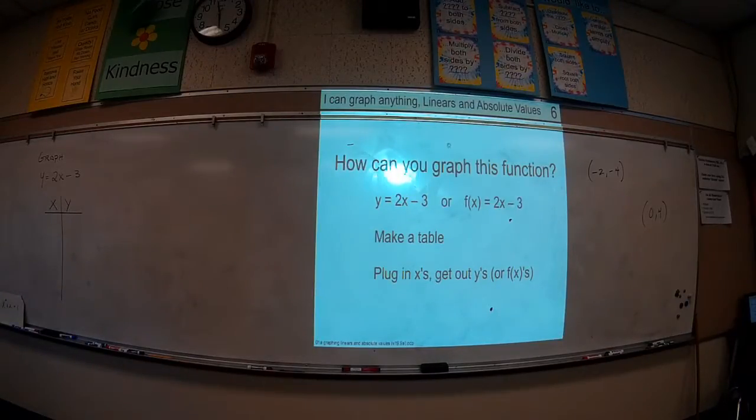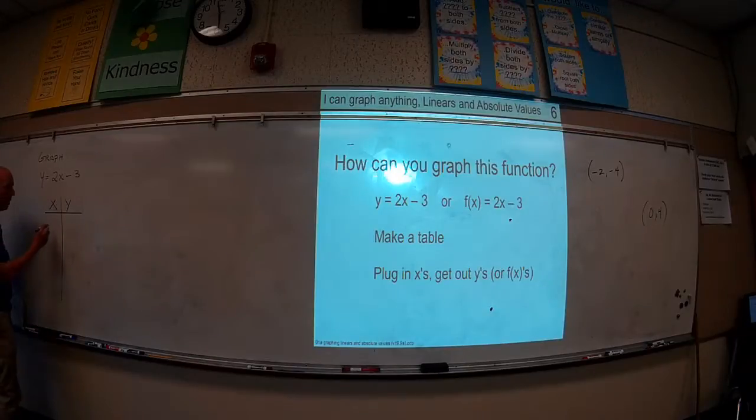What do you want to plug into this? Chris? What do you want to put in? He wants to put in a 6. Okay, ready? When you put in a 6, it's going to be big. It's not going to fit on your graph. Look, if I do 6, 12 minus 3 is 9. Can you get up to 9? You guys can't? Let's not. Let's keep it smaller.